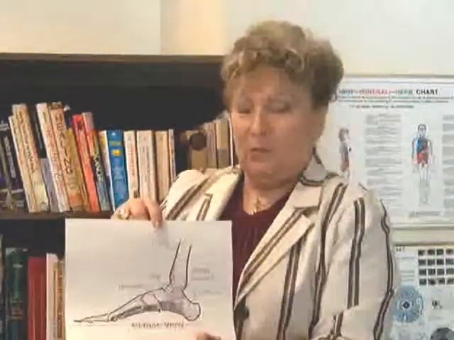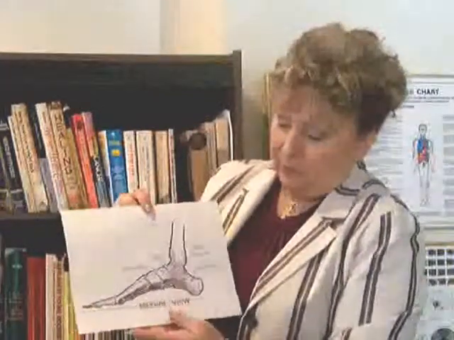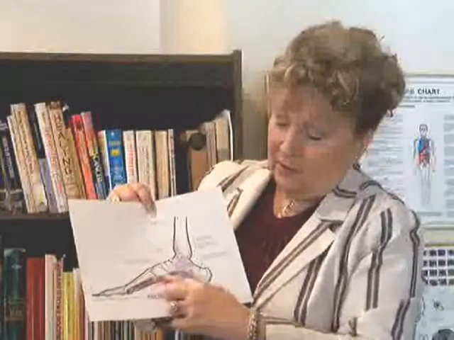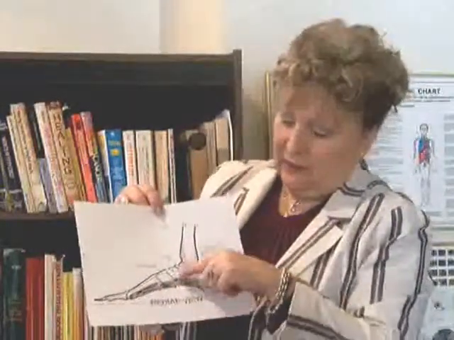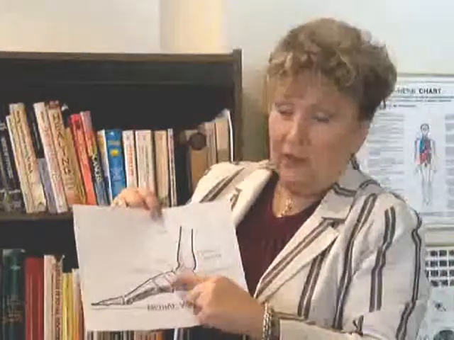Now this picture is an anatomical picture from a textbook of a foot that is supposed to be perfect. So here we have the plane of the floor. This is the undersurface of the foot, and this is the inside edge of the arch. And here's the distance from the floor up to the inside edge of the arch.